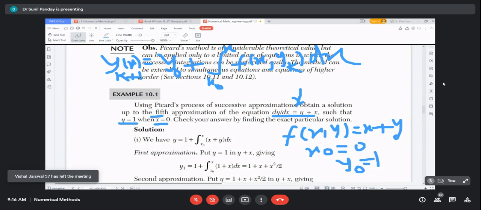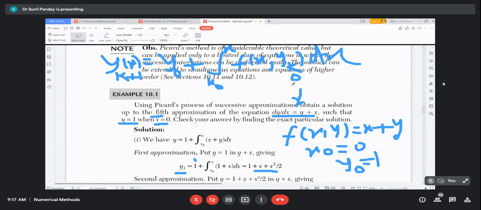So we know this is the formula. If we substitute k equal to 0, here should be y naught, and here we have y1. So y1 is y naught plus the integral from x naught to x of (1 plus x) dx, because y naught is 1, so x plus y is 1 plus x. So you have this as y1(x).